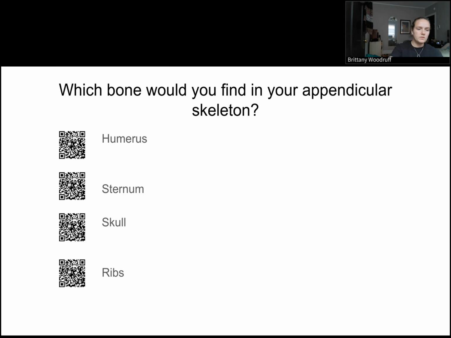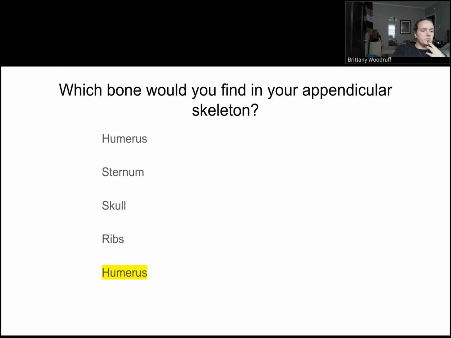Yeah. So the bone that's found in your appendicular skeleton is your humerus, right? Appendages, appendicular, okay, humerus. Because the humerus is found in your arm, which is an appendage, right?